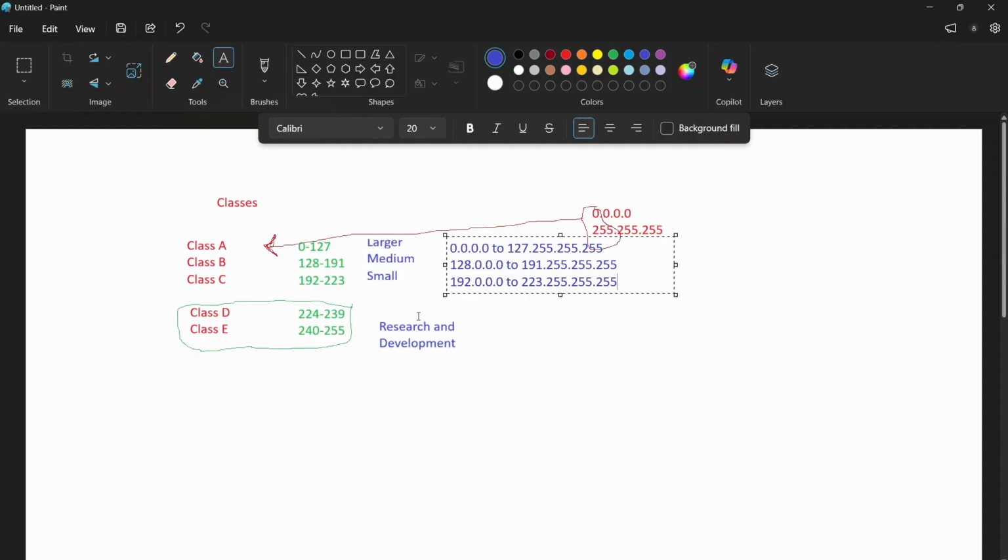Remaining, Class D is 224.0.0.0 to 239.255.255.255. That is the Class D range. And then Class E is 240.0.0.0 to 255.255.255.255.